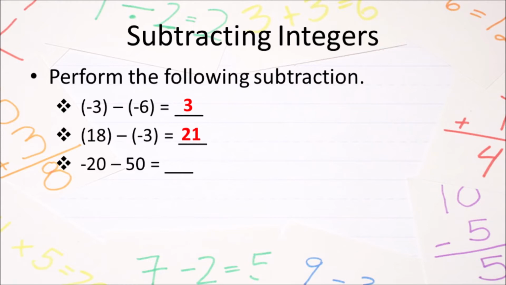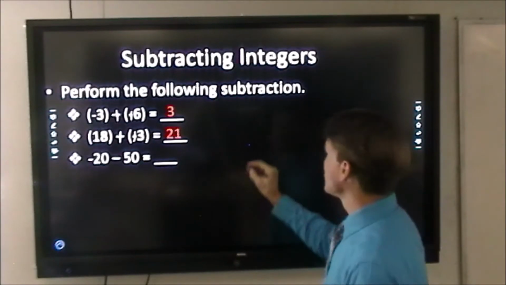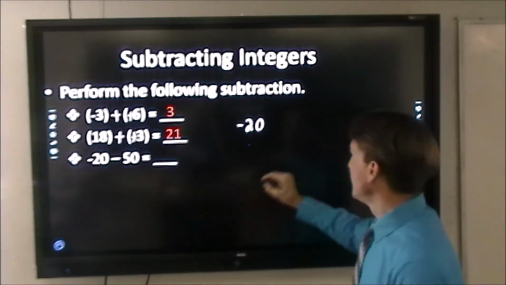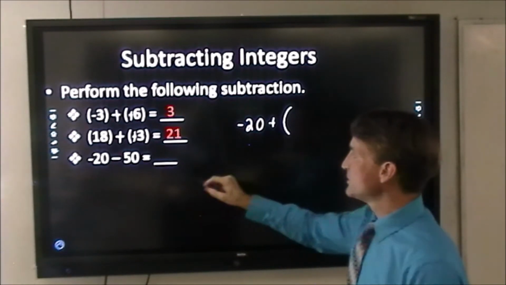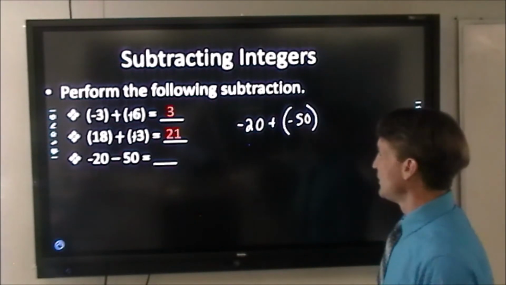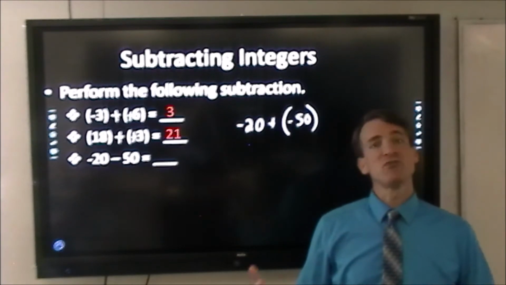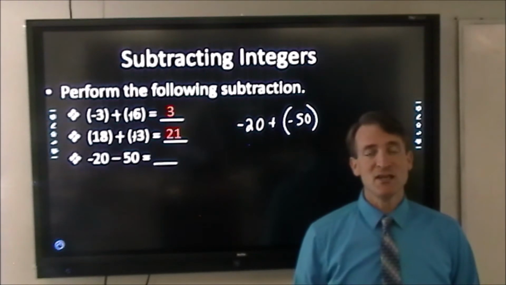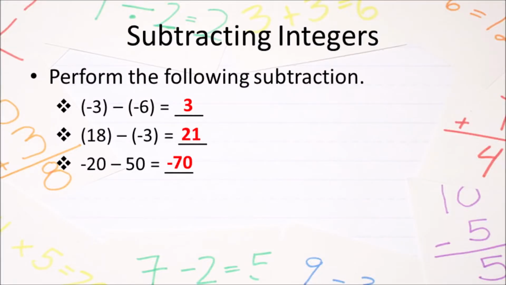If I go with negative 20 minus 50, I can rewrite this as an addition problem. In doing so, I have my negative 20, but instead of subtracting 50, I'm going to add the opposite of 50, which is negative 50. Now I'm adding two numbers with the same sign, so I find the sum of their absolute values. 20 plus 50 is 70, and then I use the sign of whatever was in front of my numbers. In this case, they were both negatives, so it would be a negative 70 as my answer.